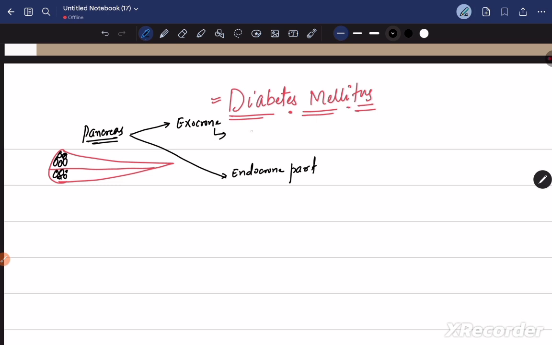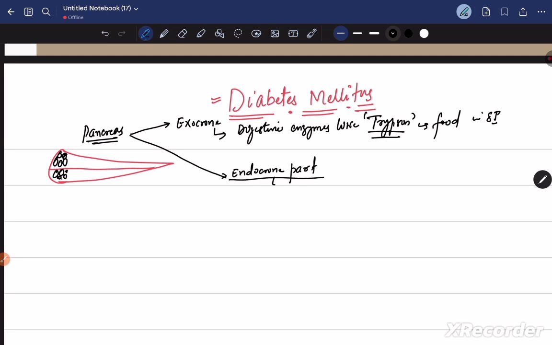The exocrine part is responsible for the production of digestive enzymes, like trypsin. This trypsin helps in the digestion of food in the small intestines. The endocrine part of pancreas contains a cluster of cells which are known as islets of Langerhans.